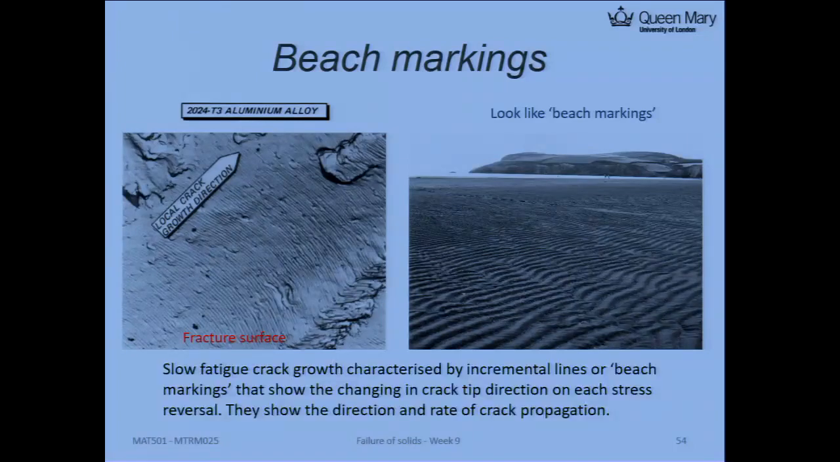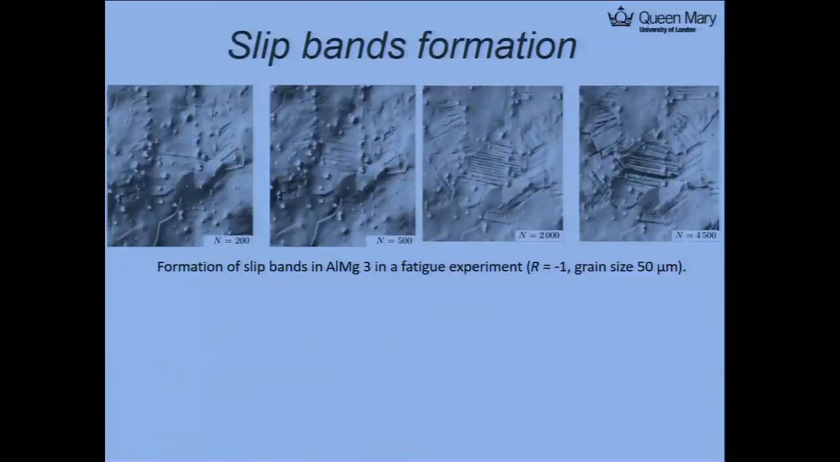So let me just read this sentence. Slow fatigue crack growth is characterized by the incremental lines of beach marking that show the changing of the crack tip direction; you can see the crack is growing that way. So suppose you load it and reload it, load it and reload it. For example, on the beach, the wind is blowing here and coming back, blowing here and coming back. Similarly, that's an example to relate to this pattern. So it shows the direction of the crack propagation and the crack propagation rate. If you can see the fracture surface changing very substantially, you will see the crack propagation is also much quicker than before.